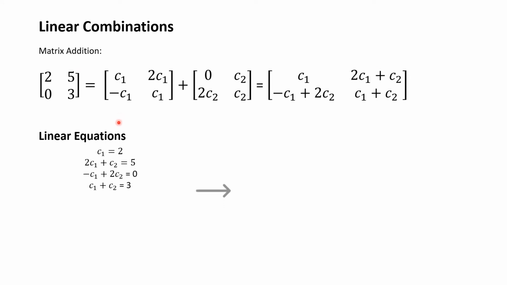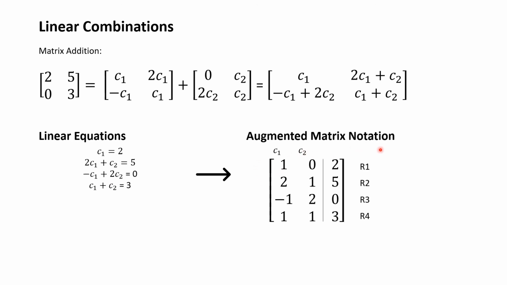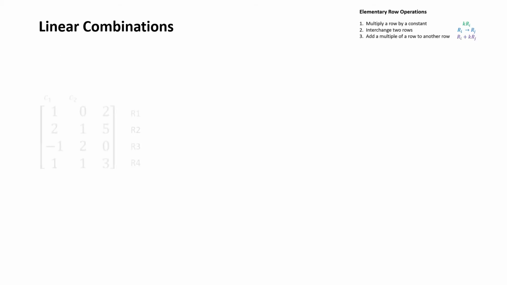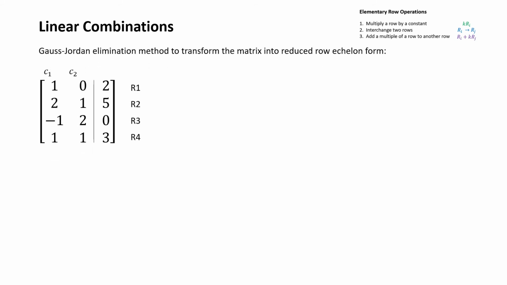Next, we need to write these linear equations into the augmented matrix notation. And we want to do this because we want to solve for coefficients C1 and C2. Next, we need to use the Gauss-Jordan elimination method to transform the matrix into reduced row echelon form. And we want to do this because we want to solve for the coefficients C1 and C2 to determine if B is a linear combination of matrix A1 and A2.